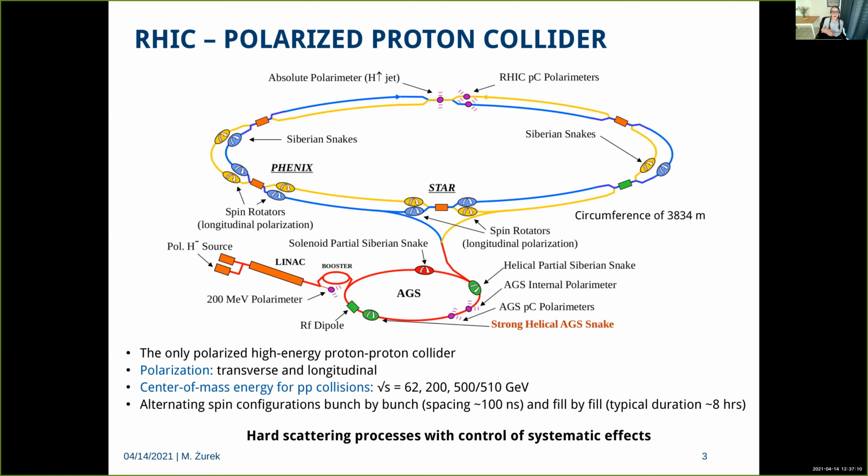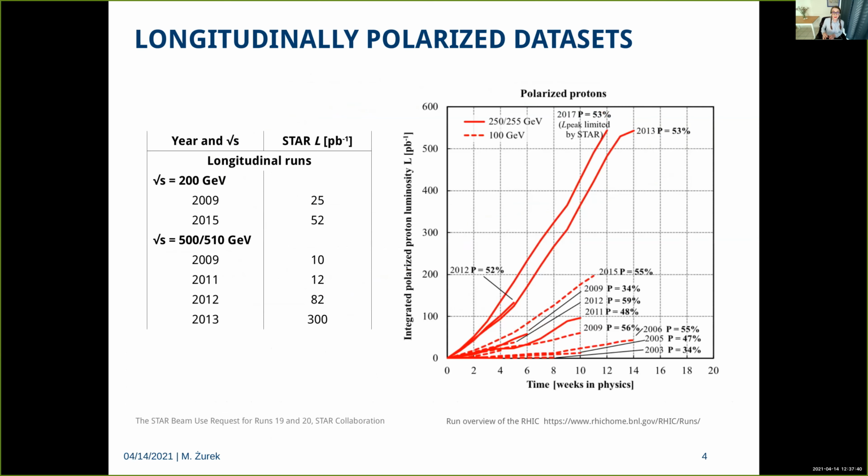To get access to polarized proton-proton collisions, we use the Relativistic Heavy Ion Collider, which gives us access to both transversely and longitudinally polarized proton-proton collisions at center of mass energies between 62 and 510 GeV, with alternating spin configurations bunch by bunch, and also spin patterns fill by fill, which allows us to study polarized hard scattering processes with good control of systematic effects. The whole campaign of collecting polarized proton-proton data with RHIC is summarized on this plot with the integrated luminosity for different data sets. Here I'm concentrating on the longitudinal runs, of course. I will be referring to the data from 2009 and 2015 collected at 200 GeV, as well as data from 2012 and 2013 collected at 510 GeV.